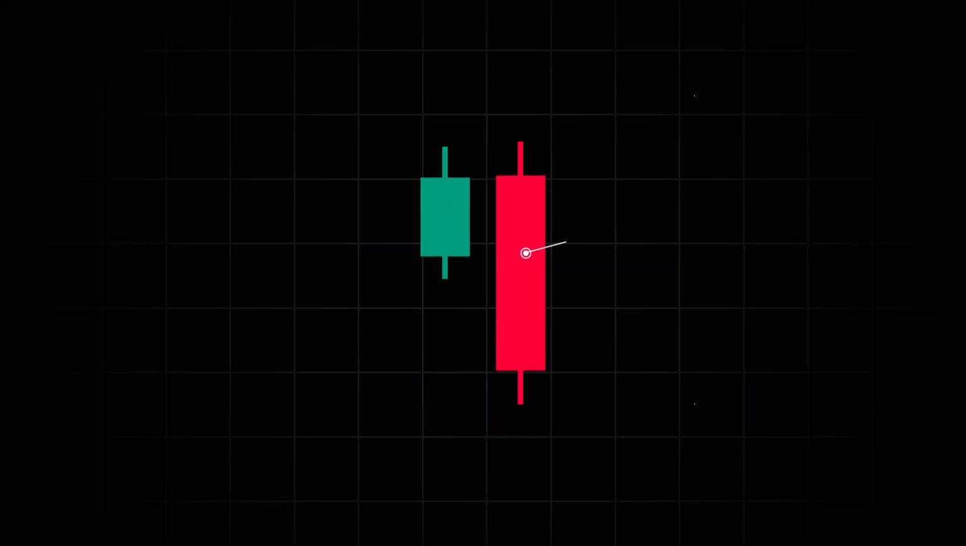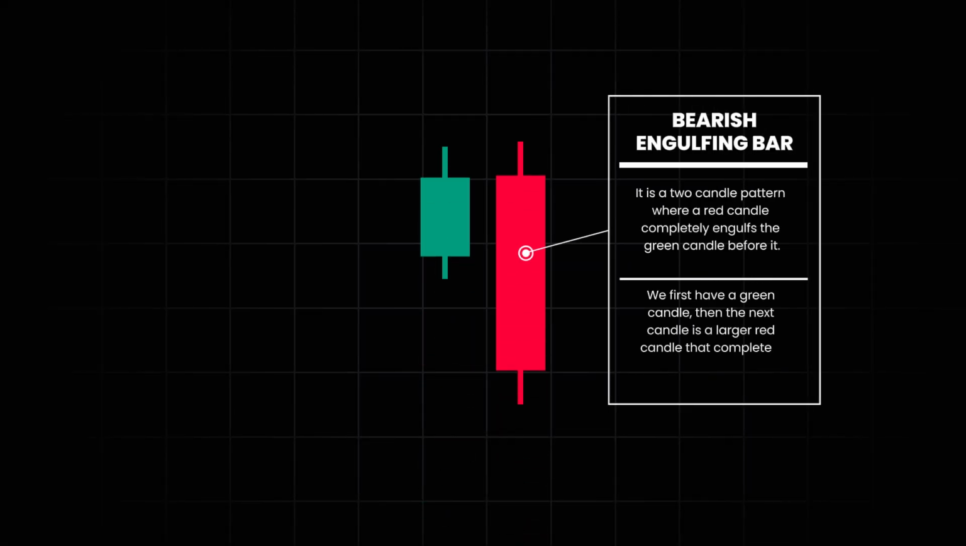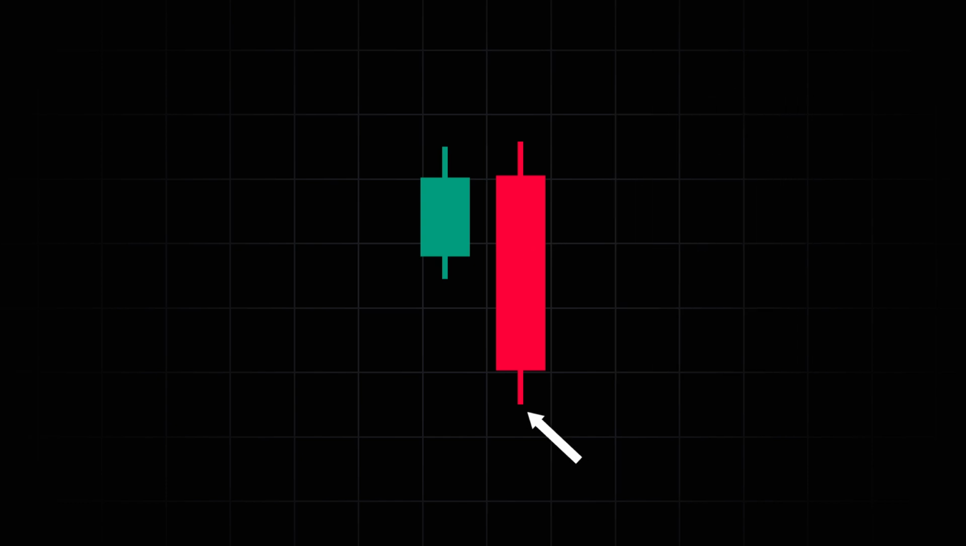A bearish engulfing bar is a 2-candle formation where a big red candle completely engulfs the previous green candle. We first have a green candle, then the next candle is a larger red candle that completely engulfs the green candle. The low of the red candle is lower than the previous candle's low. Similarly, the high is higher than the previous candle's high. Now, let's understand the psychology of this pattern.